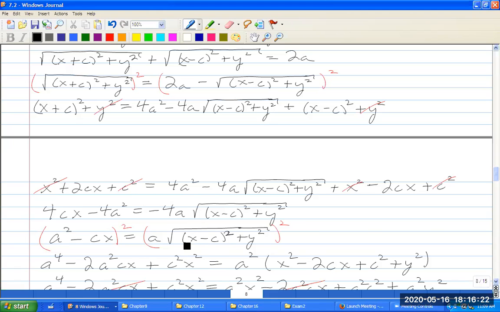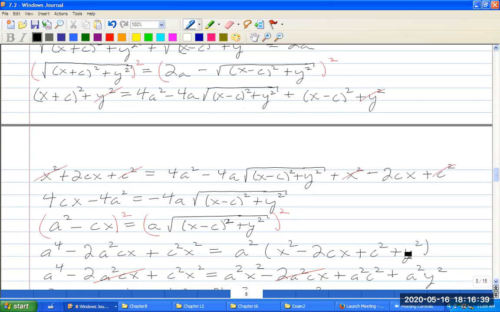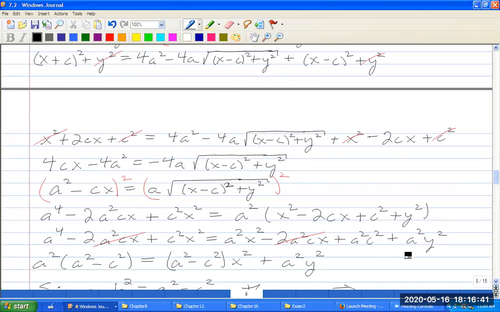Let's simplify x minus c quantity squared using the special product formula, the perfect square trinomial. X squared minus 2cx plus, well, square the last term, c squared, plus y squared. Let's multiply a squared inside the parentheses.